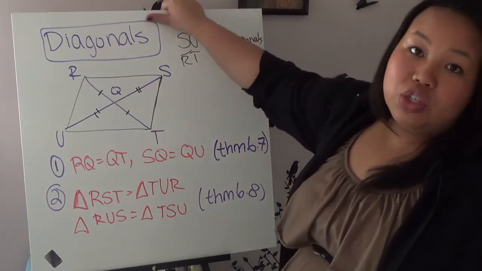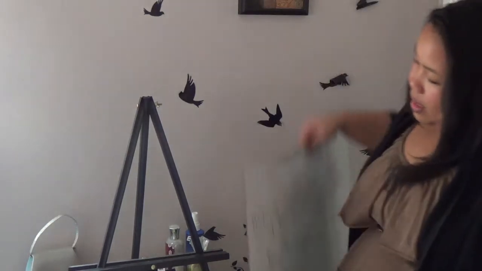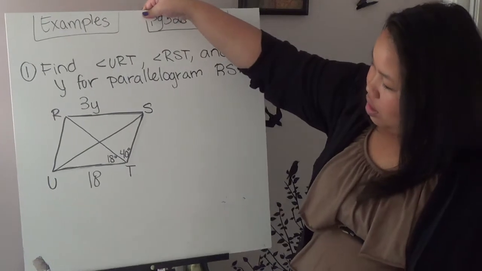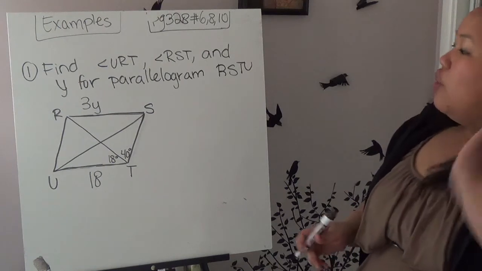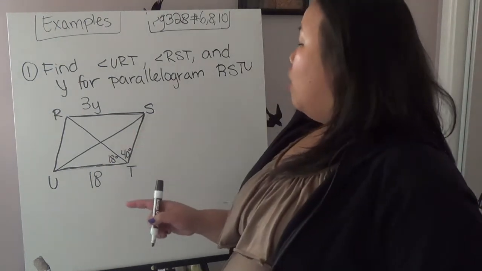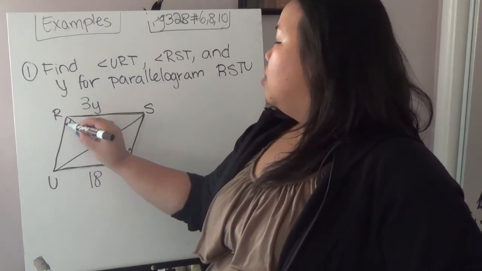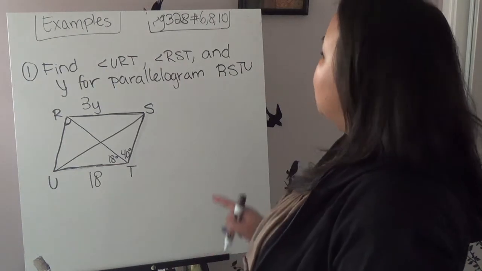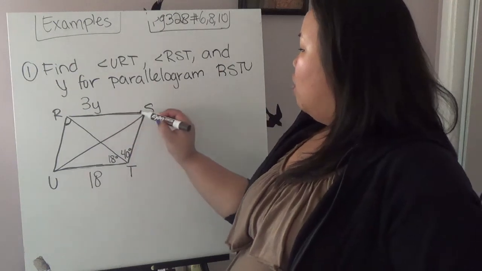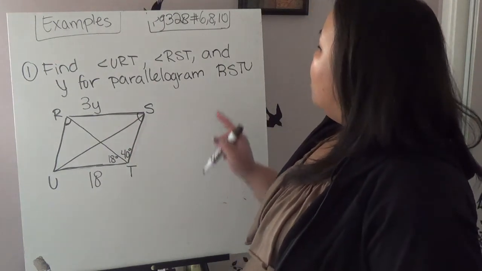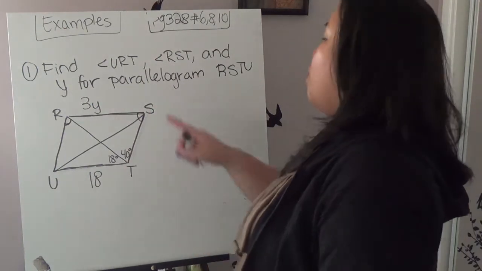Now with all that information, you're going to use it either to solve a proof, or to find the information of the parallelogram that it's asking for. So in this one, for example, it wants us to find URT. So URT. It wants us to find this, okay? And it wants us to find RST, so it wants us to find this whole thing right here. And then it wants us to find Y. So here's Y. Well, we're going to start with Y because it's the easiest.